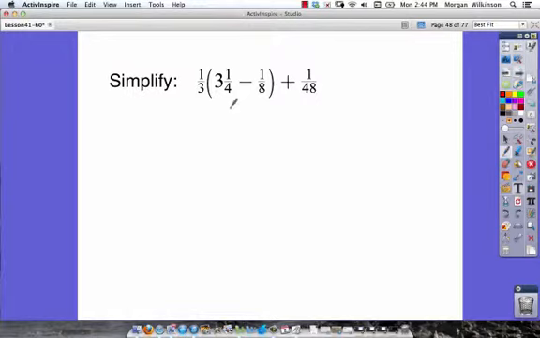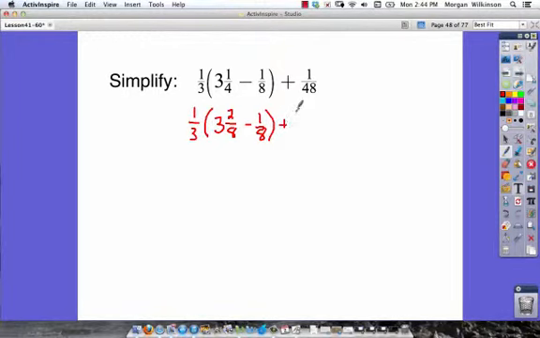We've got another problem. Looks very simple. Looks very similar. In this problem, we want to simplify 1/3 times the difference of 3 1/4 and 1/8 plus 1/48. Let's go ahead and begin within parentheses. We need to find our least common denominator. The least common multiple of 4 and 8 would be 8. So we're going to get 3 and 1/4 is the same thing as 3 and 2/8 minus 1/8. We're going to multiply all this by 1/3.